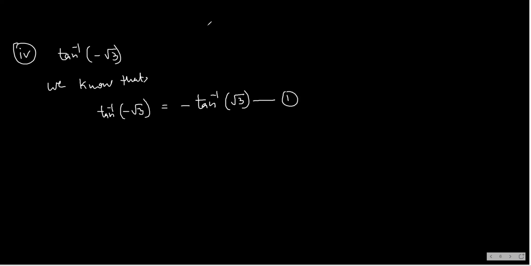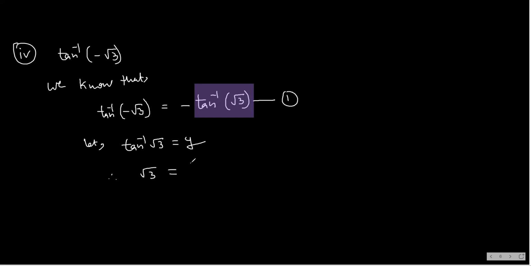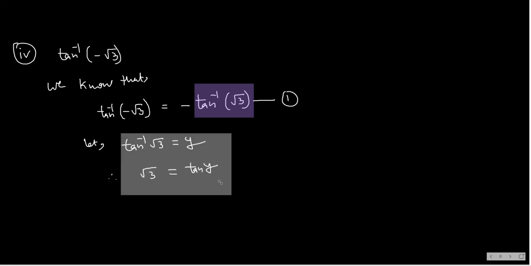I will take tan inverse of root 3 as y. So I will write here, let tan inverse of root 3 equal y. Therefore root 3 is tan y. And what did I do here? I applied the inverse trigonometric function definition.